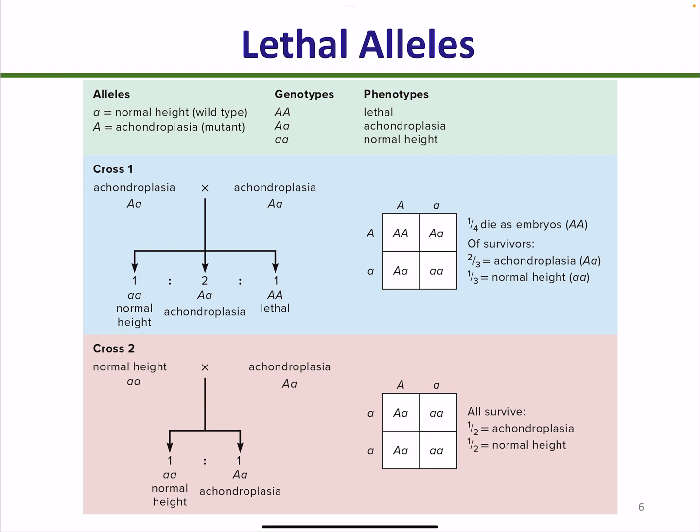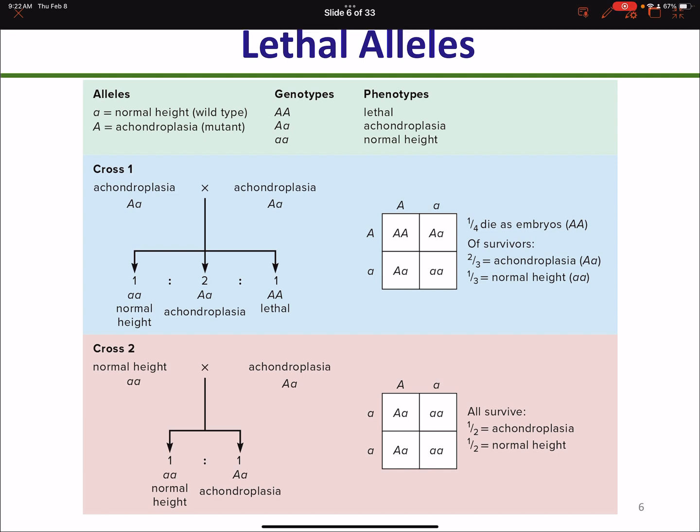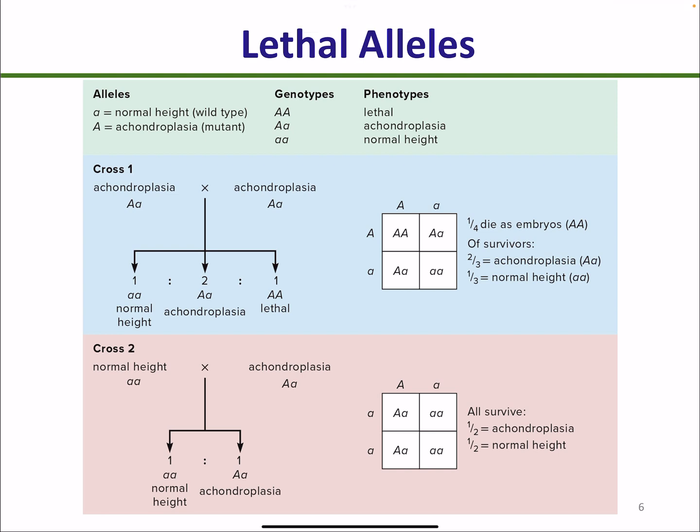Now, how does it show when someone develops achondroplasia? So basically, we are going to take a look at the alleles that are responsible for the normal height. Lowercase a is normal height, right? That's the wild type allele, while dominant allele capital A is a gain of function that causes achondroplasia.